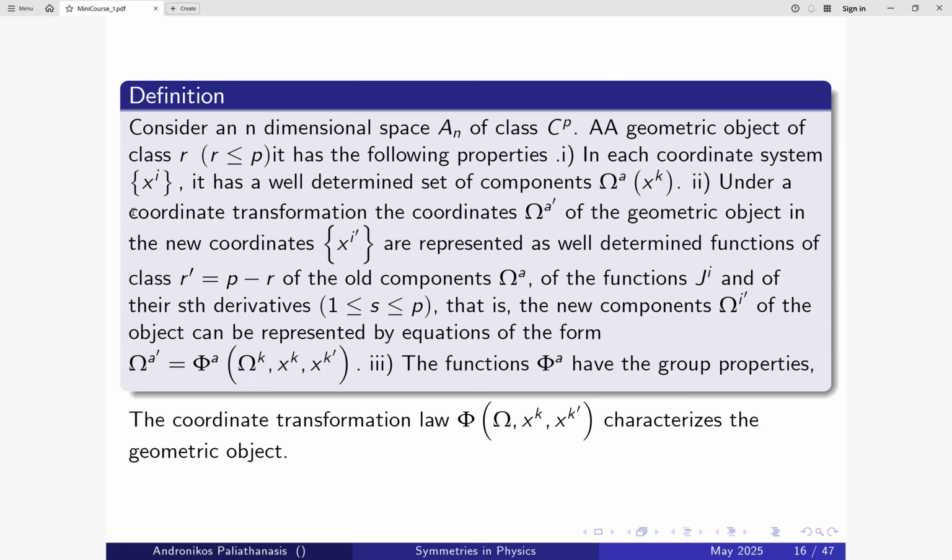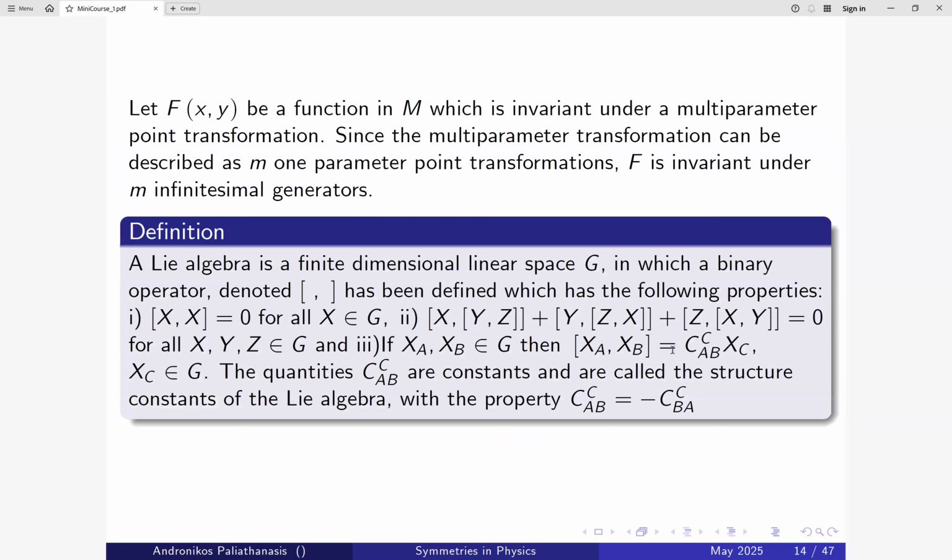Now, I will give you another definition, and I will move from the concept of functions to the concept of geometric objects. Consider an n-dimensional space, a smooth manifold of class C^p. A geometric object of class R has the following properties. In its coordinate system, it has a well-determined set of components. I want to make clear now, maybe I didn't mention before, that I use the Einstein summation. So when you see C here, with one upper and one lower index, I consider a sum on this.